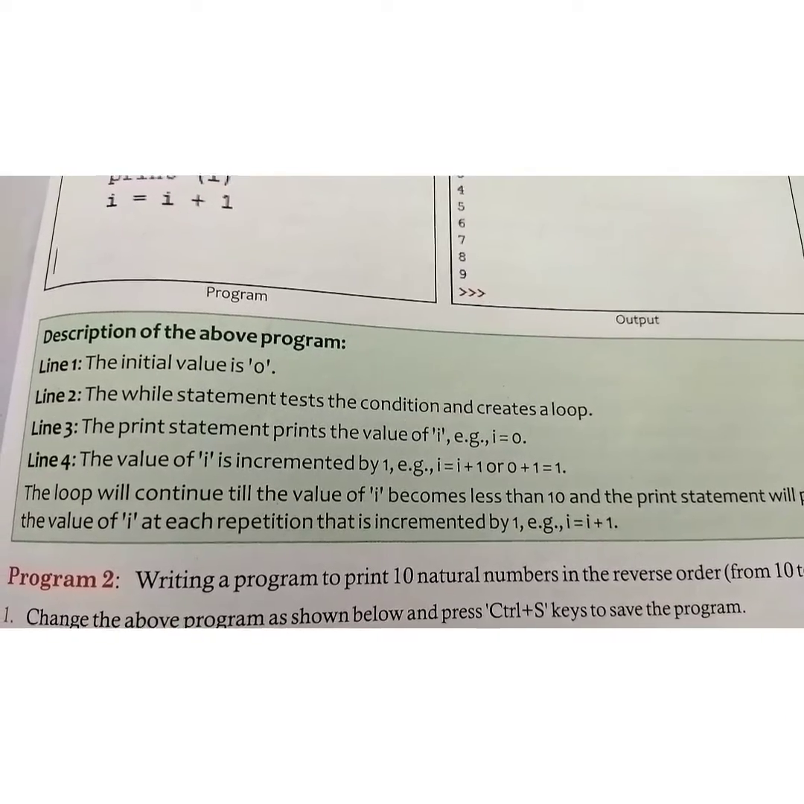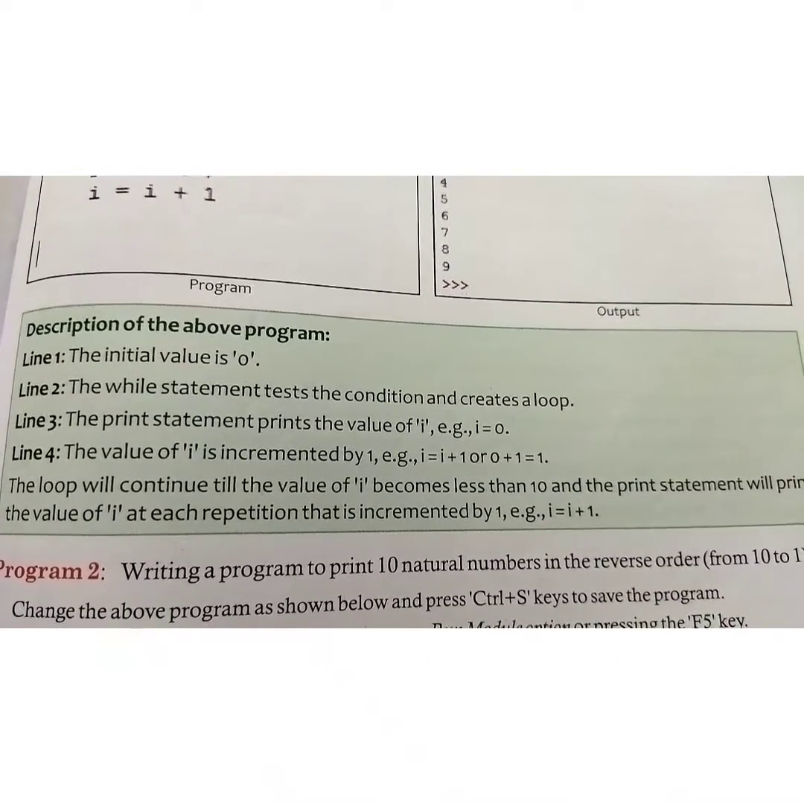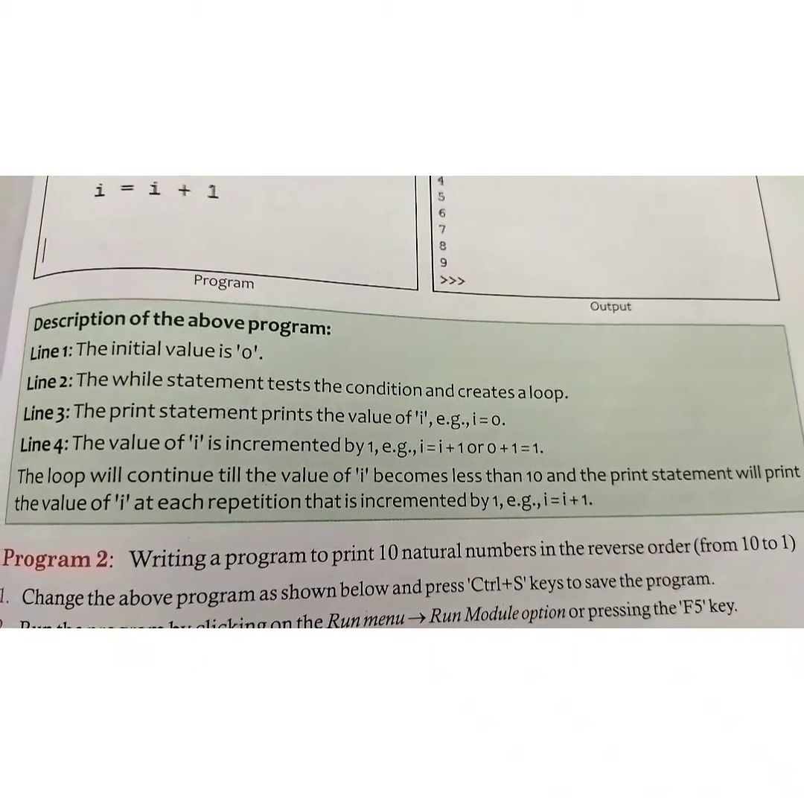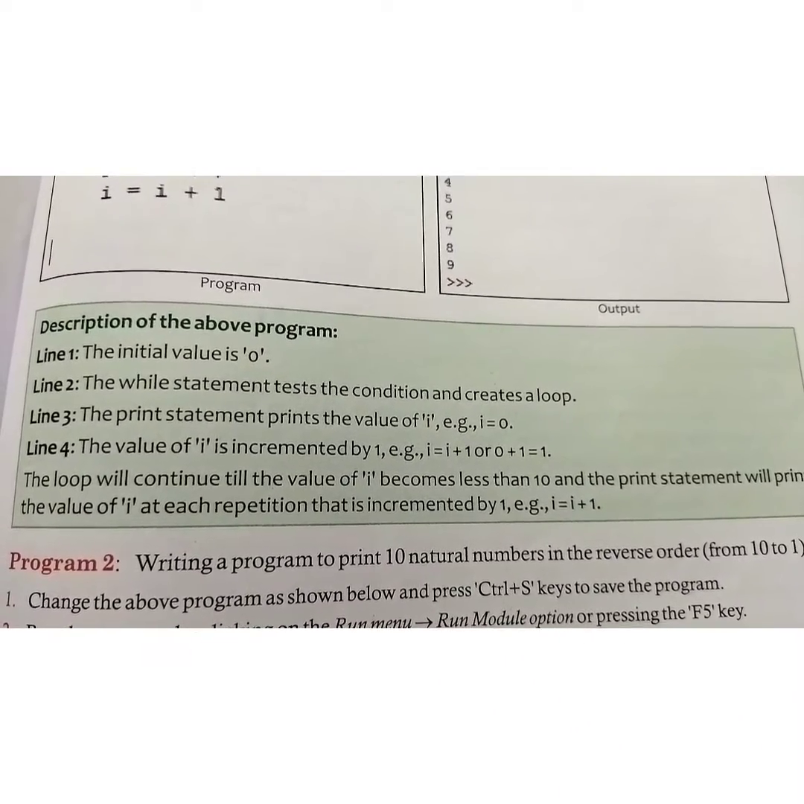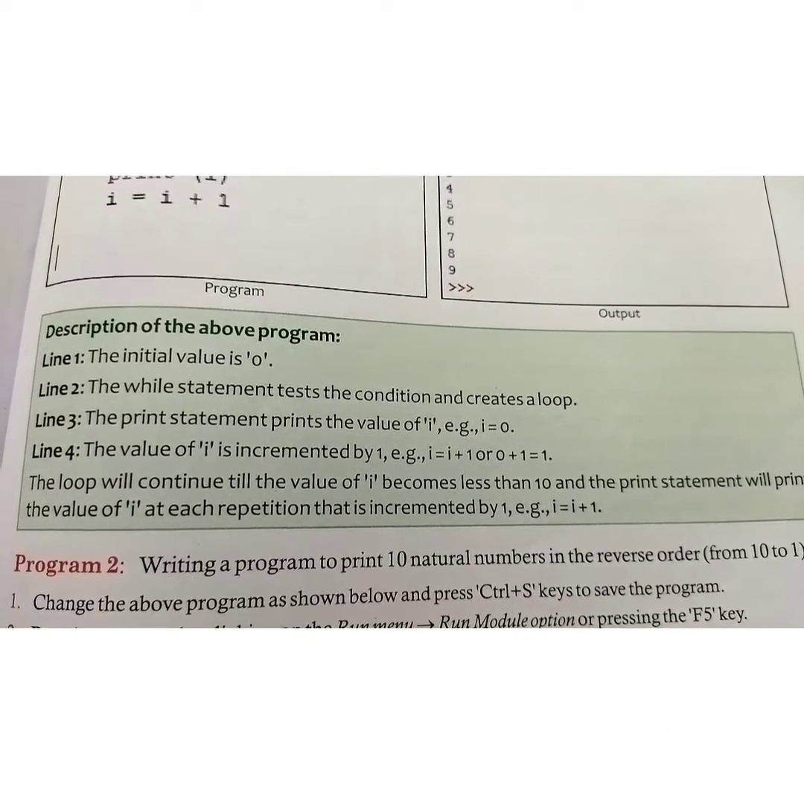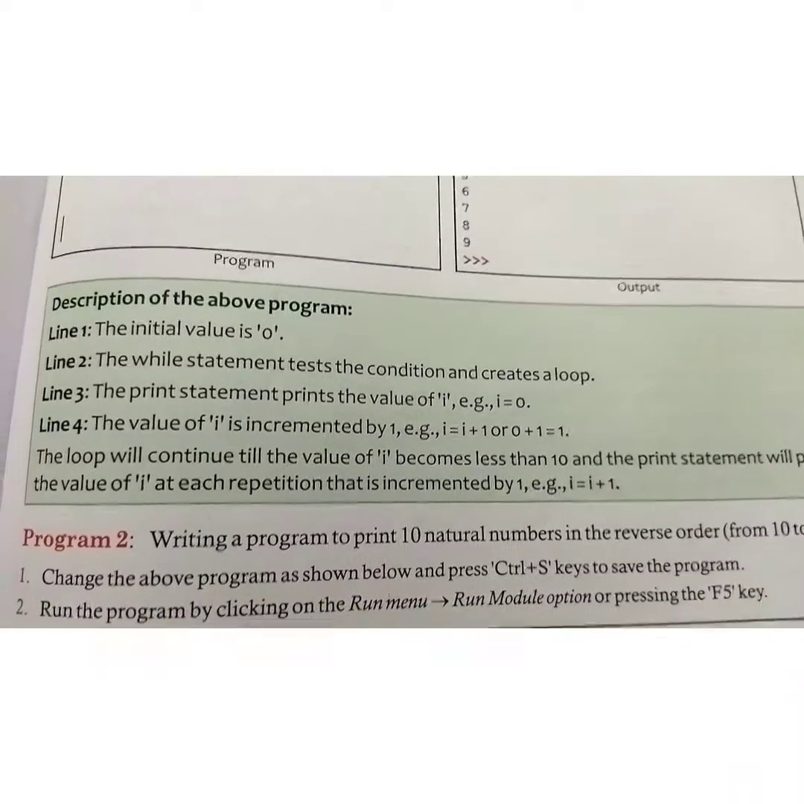Then the loop will continue till the value of i becomes 10, that is while i is less than 10, and the print statement will print the value of i at each repetition, as i is incremented by 1: i = i + 1.